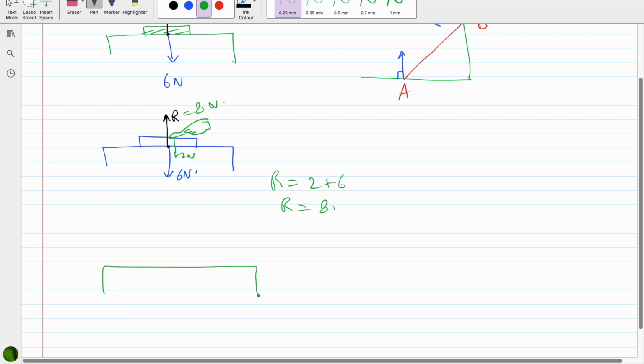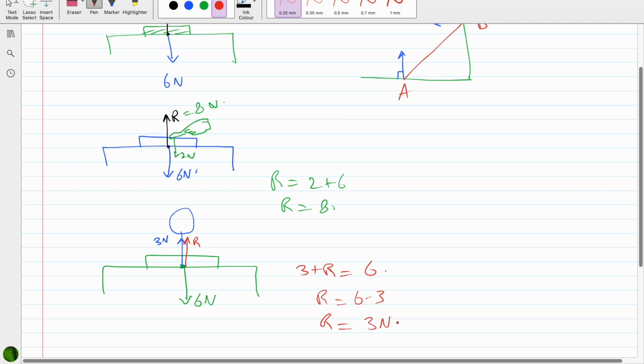Similarly, if we have another case and the same book is placed, this is 6 newtons, and we tie a helium filled balloon which causes an upward force of 3 newtons on the book, and we know that contact force is also upwards, so we know up forces is equal to downward force. So R is equal to 6 minus 3. In that case, contact force is 3 newtons.